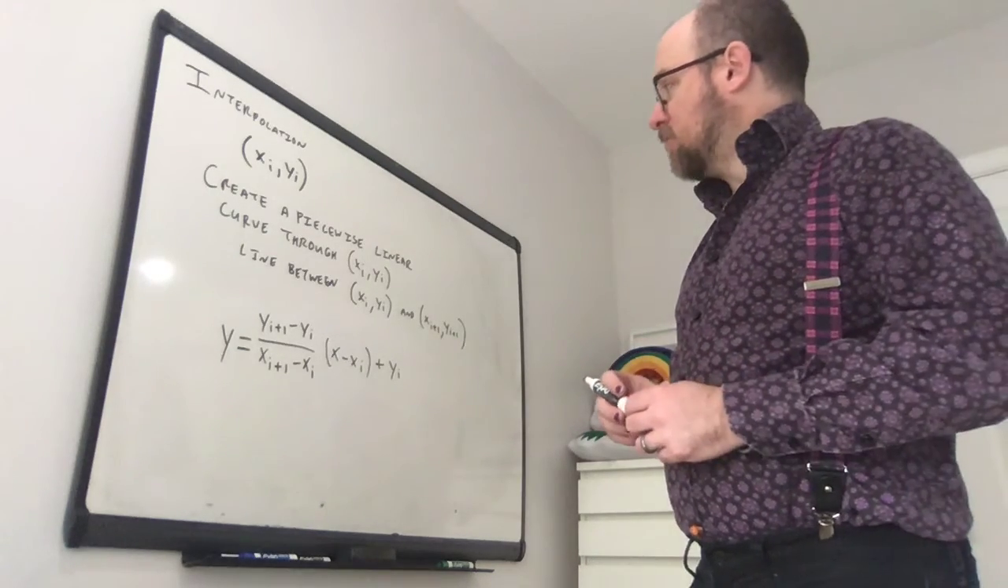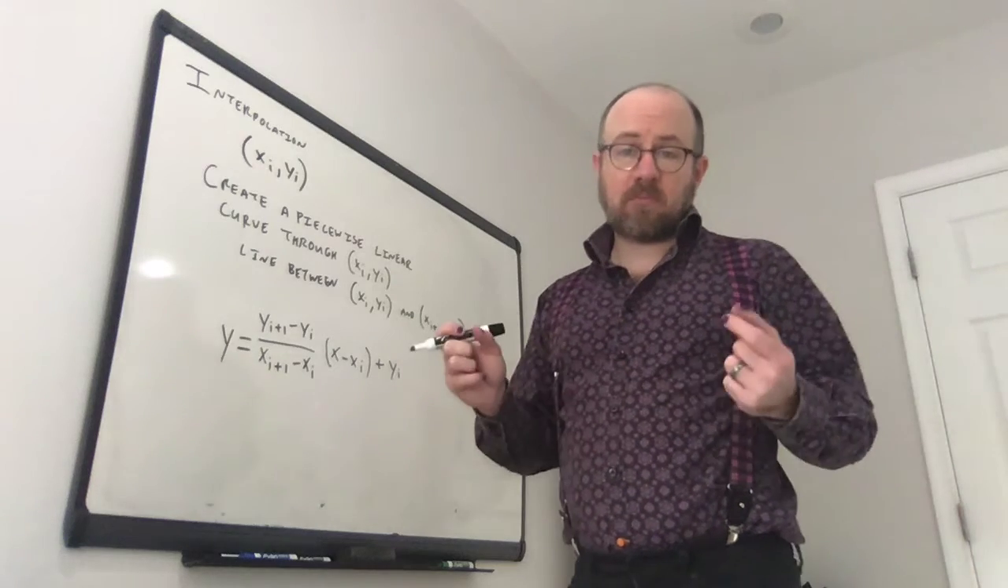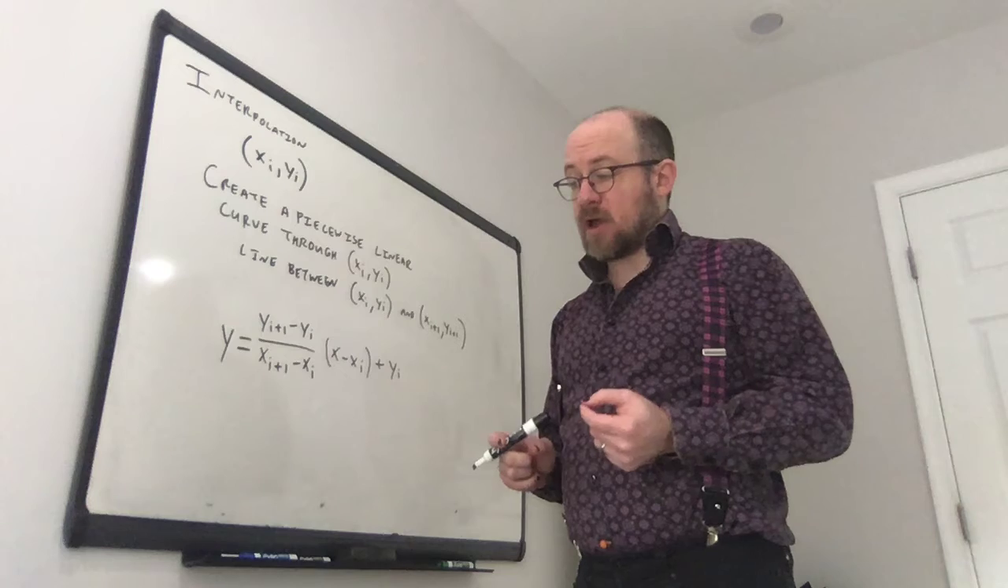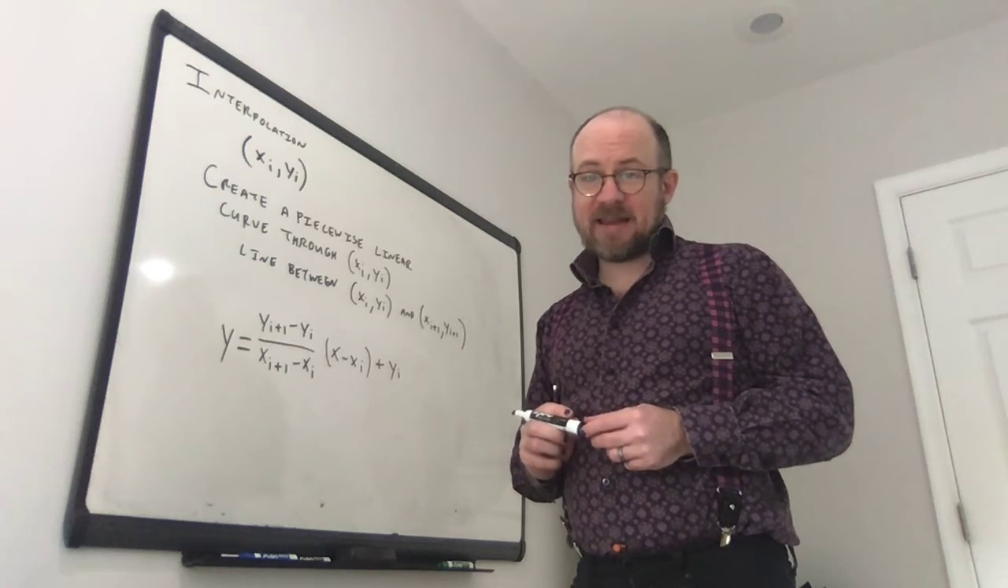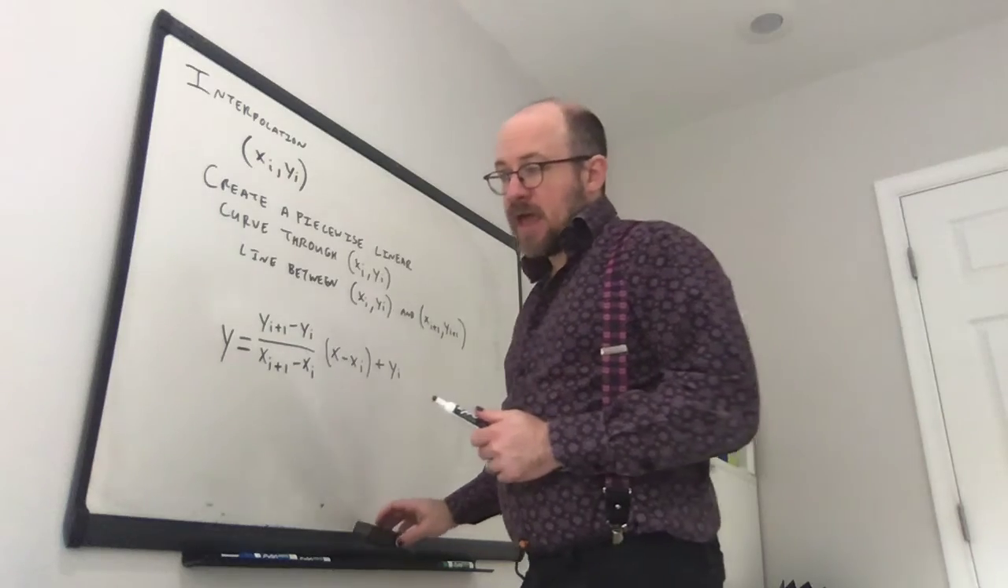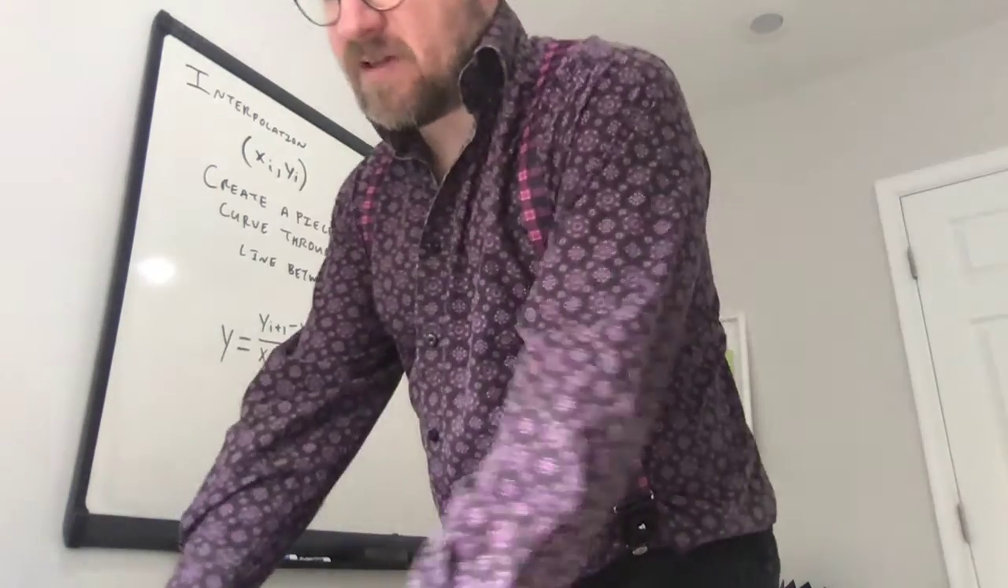Okay? So this is pretty straightforward. You have to do this multiple times. You have to do this for every pair of points, right? And so going through and actually doing it can be a little tedious, but it's really just finding the equation of a line.